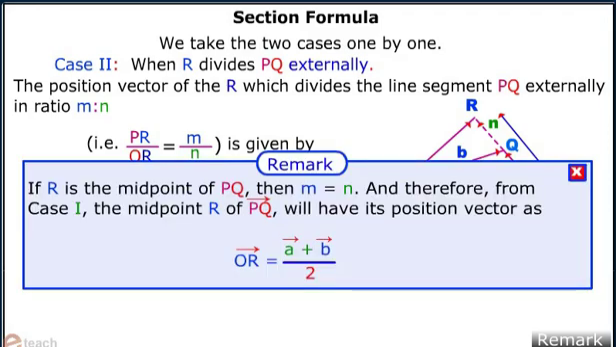Remark: if R is the midpoint of PQ, then m equals n, and therefore from the first case the midpoint R of PQ is given by OR vector equals (A vector plus B vector) whole divided by 2.